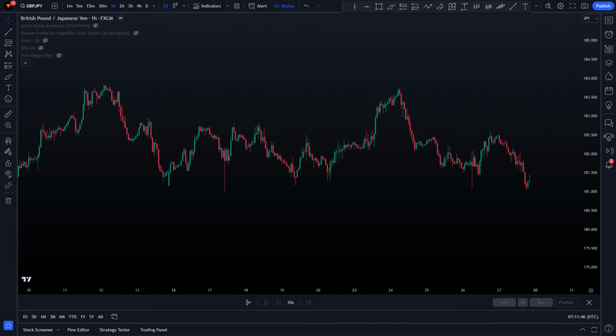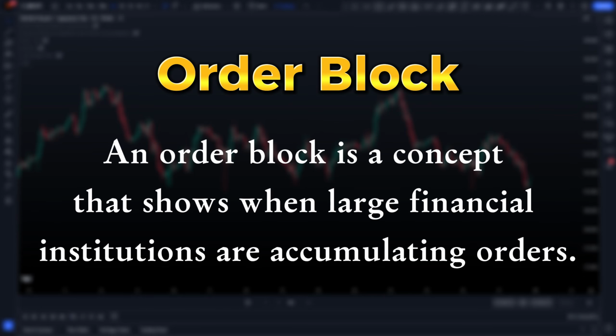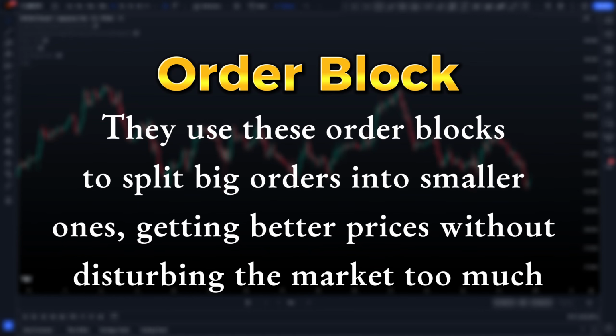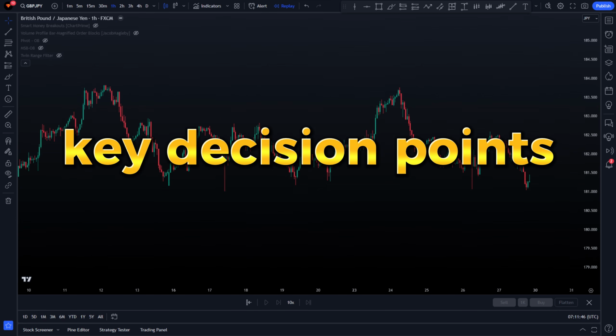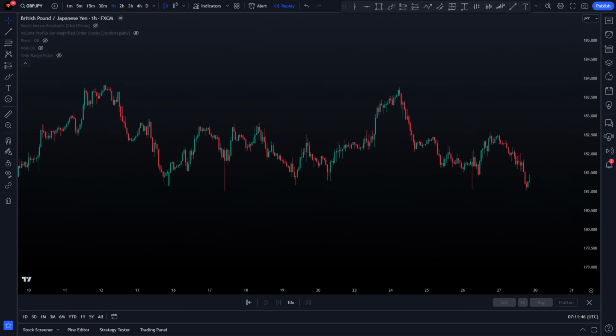Now let's break down what an order block is. An order block is a concept that shows when large financial institutions are accumulating orders. They use these order blocks to split big orders into smaller ones, getting better prices without disturbing the market too much. So it's essential for traders to know how to react when order blocks form because they often create key decision points in the market. Thankfully, we have indicators that help us find these order blocks.